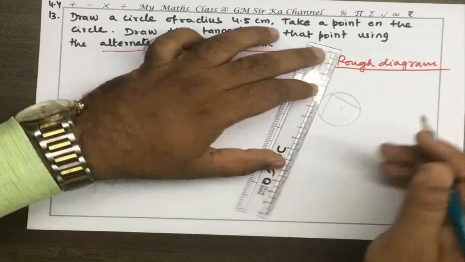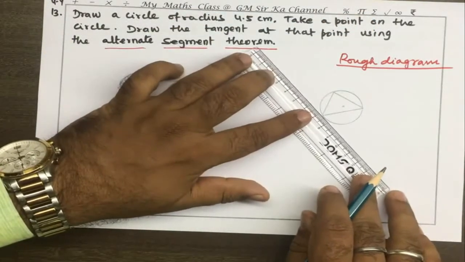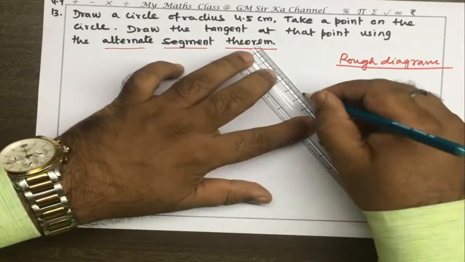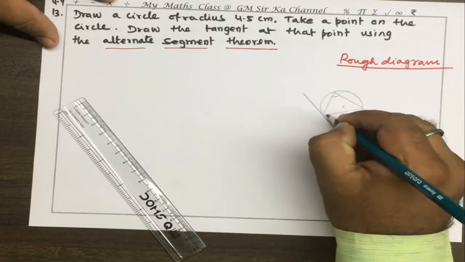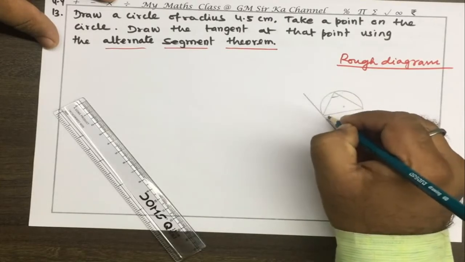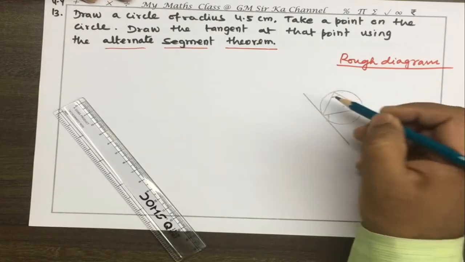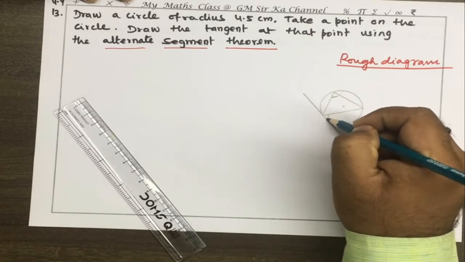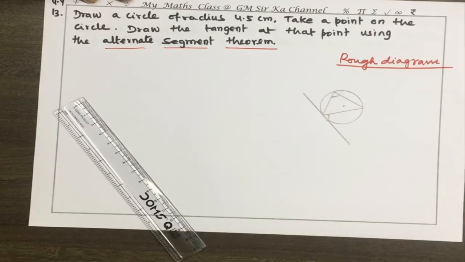Alternate segment theorem: any triangle is drawn inside the circle, and from any point which is on the circle we have to draw the tangent. This angle must be equal to this angle, so these angles are alternate segment theorem. One angle is in the other segment and is also equal to the angle which is in the alternate segment.